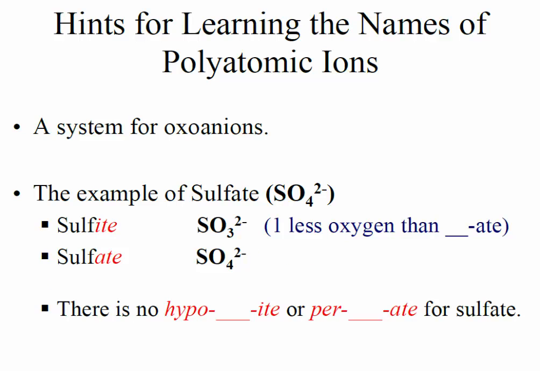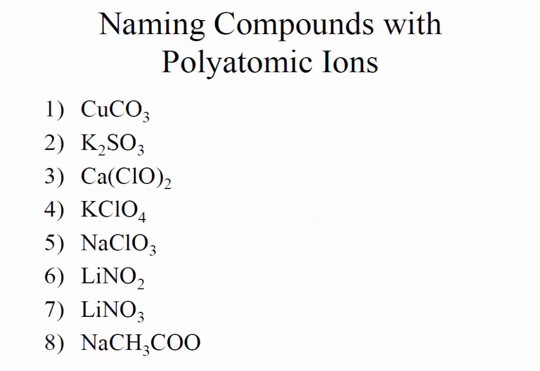Here's another example here with sulfate, sulfite. There's nitrate, nitrite. So knowing this system should cut down on the amount of true memorizing you're having to do with your polyatomic ions. Here are some practice problems. Again, you might want to hit pause at this point and practice these problems, and then I will post the answers.